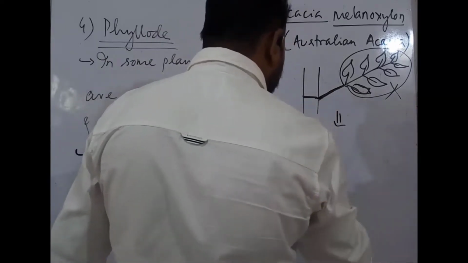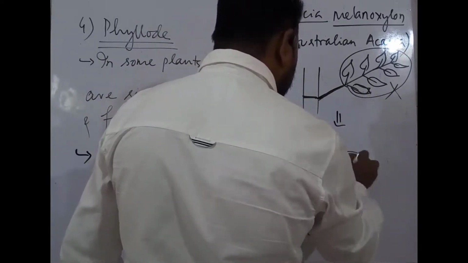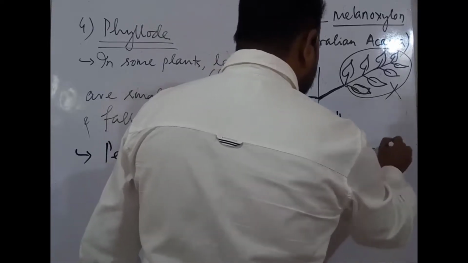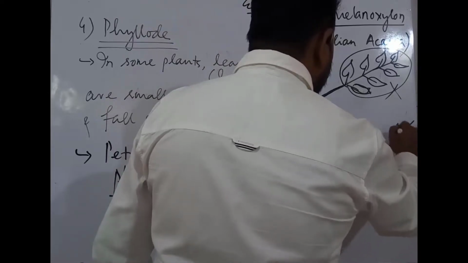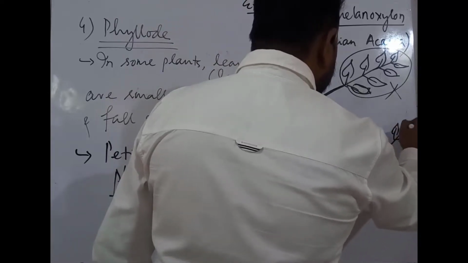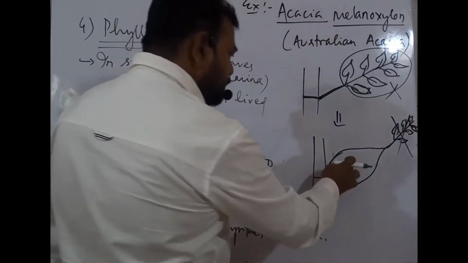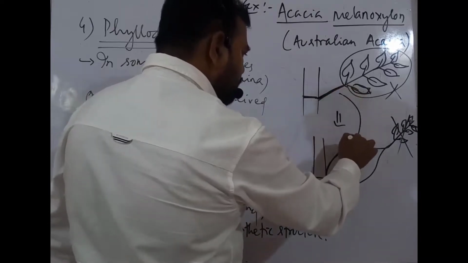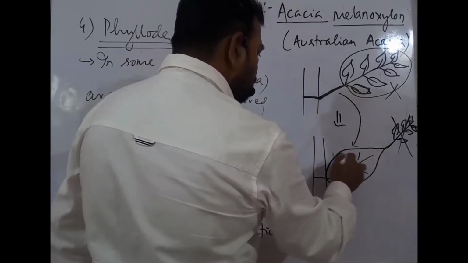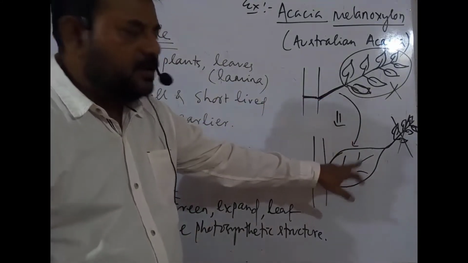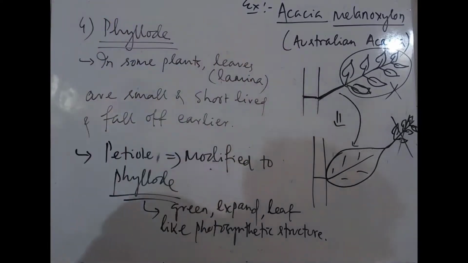You can follow. This petiole becomes expanded. This leaf falls off. All these leaflets will fall off. So this petiole becomes an expanded, leaf-like structure, and this one is called phyllodes. So this is another modification of the petiole of the leaf.